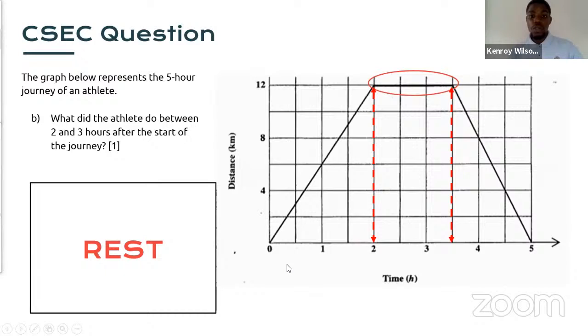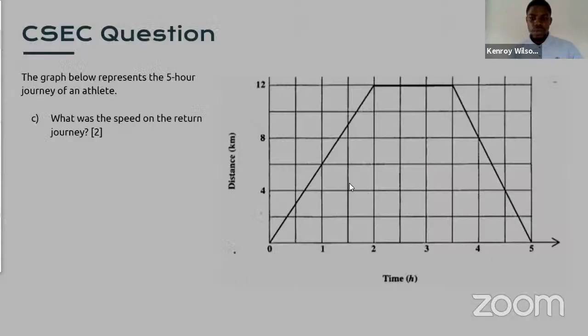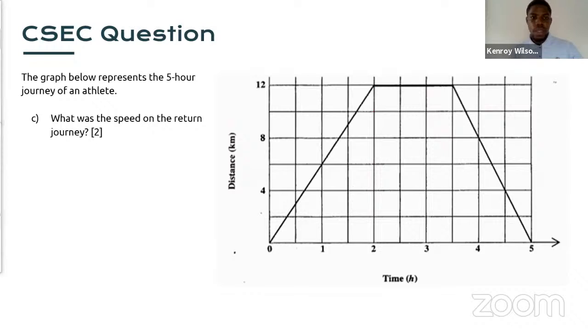Whenever you see a distance time graph, you should know what a steep slope means. And you should know what a line means when it's not so steeply sloped on a distance time graph. Finally, we have another leg of the journey. And the question here is, what was the speed on the return in this particular journey?